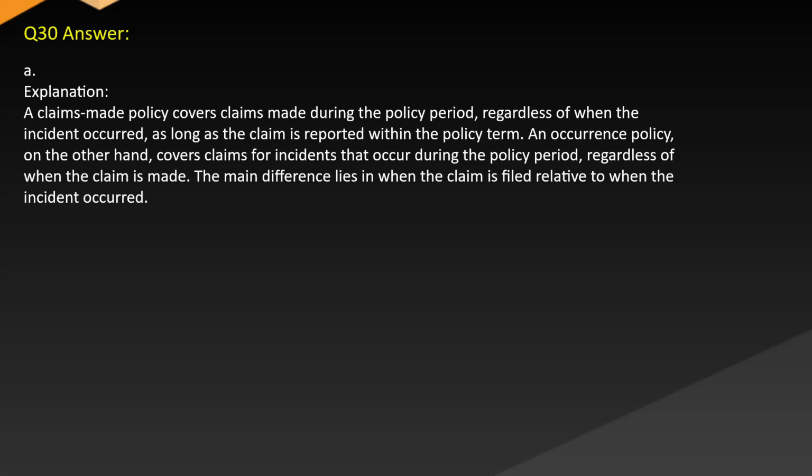Answer: A. Explanation: A claims-made policy covers claims made during the policy period, regardless of when the incident occurred, as long as the claim is reported within the policy term. An occurrence policy, on the other hand, covers claims for incidents that occur during the policy period, regardless of when the claim is made. The main difference lies in when the claim is filed relative to when the incident occurred.